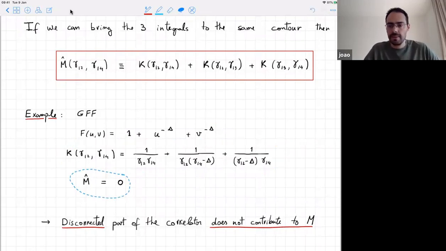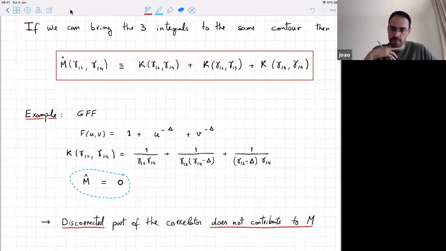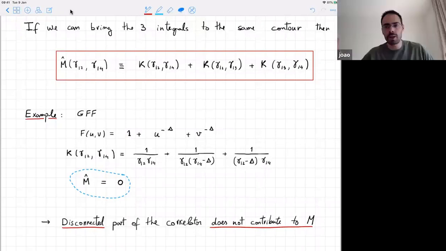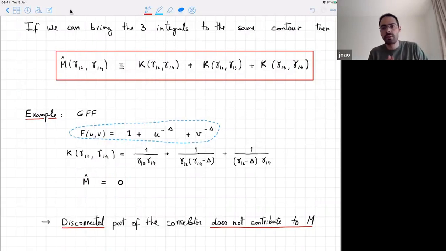So this is already something we learned: the disconnected piece will not contribute to the Mellin amplitude in this definition. In fact, what happens is that when you try to bring the contours together, you have to cross some poles. The poles give you precisely the f's you had from the beginning. And once you get to the same contour, the integrand just sums to 0.